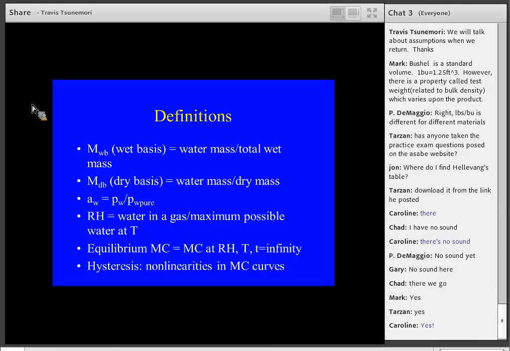An equilibrium moisture content is the moisture content for some material, it could be a grain, could be any other biomaterial or food product, at a known relative humidity and a known temperature after a long period of time, t equals infinity, after it comes to equilibrium. And typically then it will get to a point where it will no longer absorb or desorb water at that relative humidity and temperature, and that is the equilibrium moisture content. And then we can put together curves of moisture contents and maybe even have hysteresis or nonlinearities in moisture content curves at different relative humidities and temperatures.